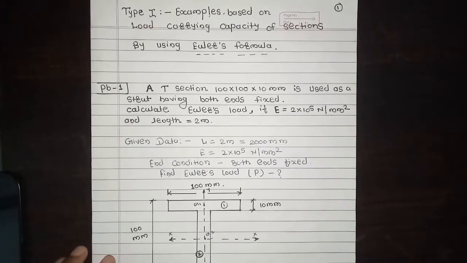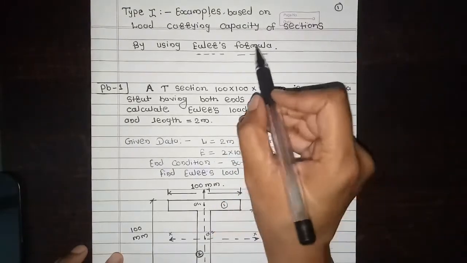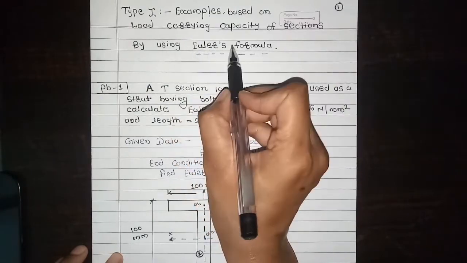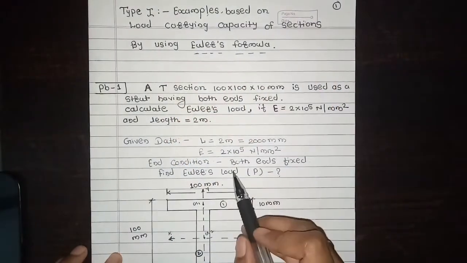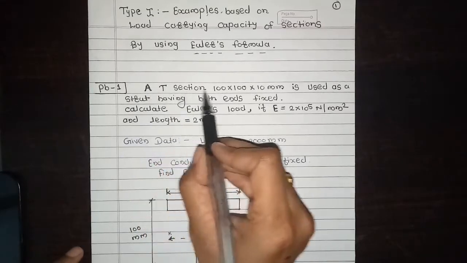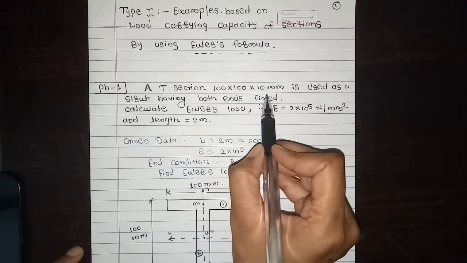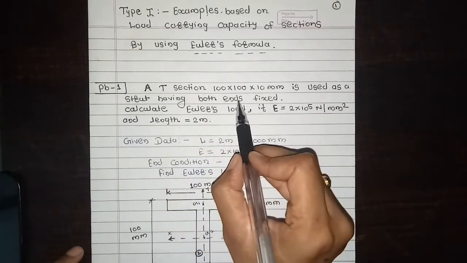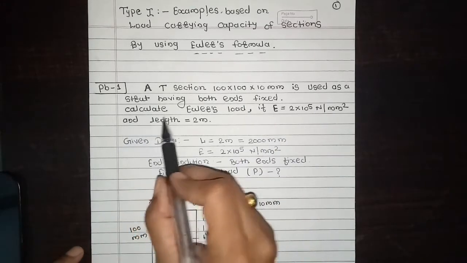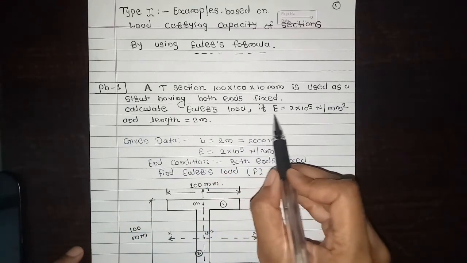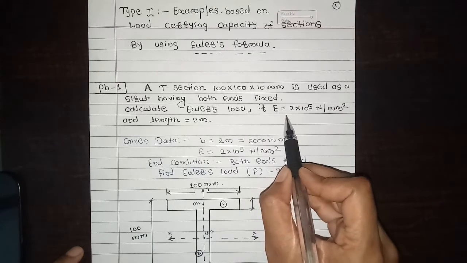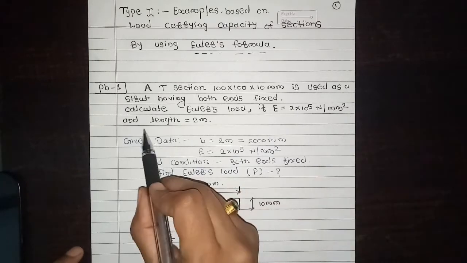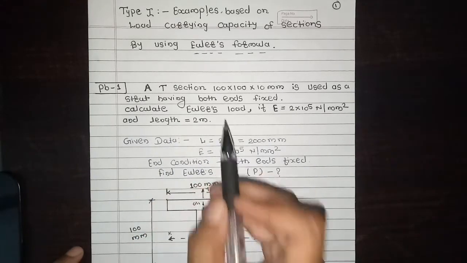Hello everyone. Today we will see examples based on load carrying capacity of sections by using Euler's formula. First numerical, a T section 100 by 100 by 10 mm is used as a stud having both ends fixed. Calculate Euler's load if modulus of elasticity is equal to 2 into 10 to the power 5 Newton per mm square and length is equal to 2 meter.